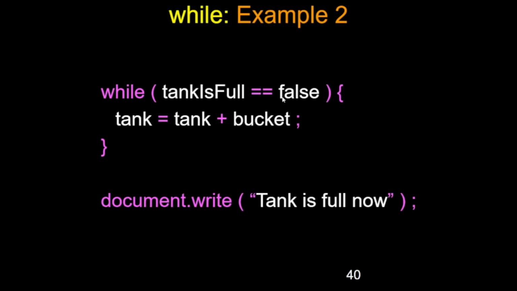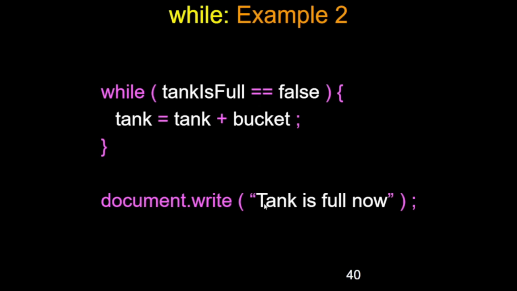So in the first case, if tankIsFull was false, then it will execute the statement. It will update the tank variable, tank equals tank plus bucket. Then it goes back and checks if tankIsFull equals false, and it will keep on incrementing the tank variable. And if the while loop condition evaluates to false, the loop will terminate, then the document.write statement will get executed, and it will print in my console log that the tank is full now.